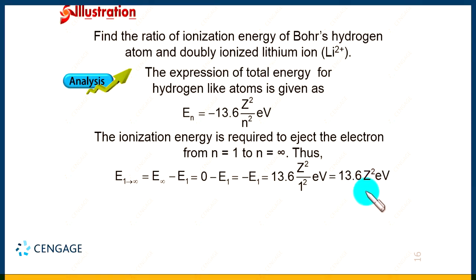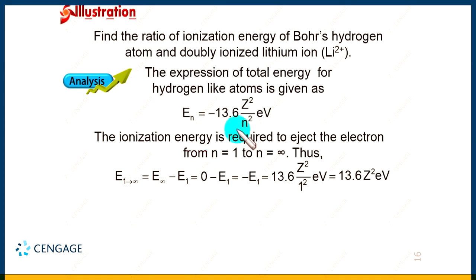Now, we can say it is nothing but the magnitude of the energy at the ground state. We can say ionization energy is nothing but the magnitude of the energy of the atom at the ground state. This is the energy at the ground state.